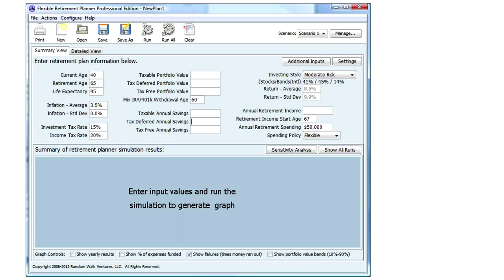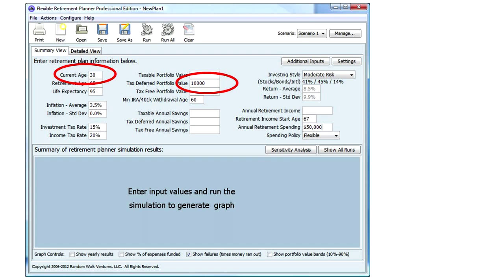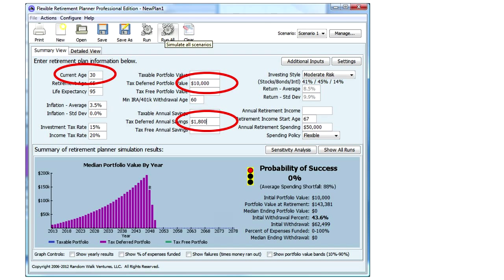Here's the input page. We can put in what we know about her. She's 30, has $10,000 in some kind of retirement account, like a 401k or an IRA, and she's contributing $1,800 a year to that. Let's click Run. The result is the median value of her portfolio for every year after 10,000 different scenarios.